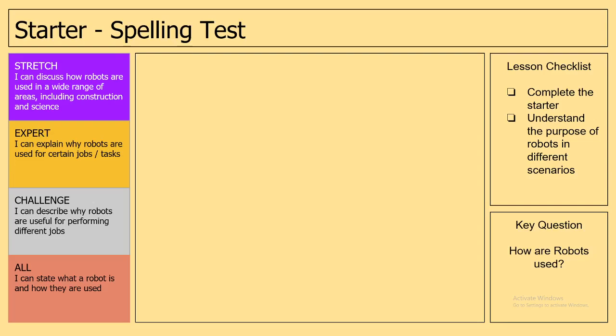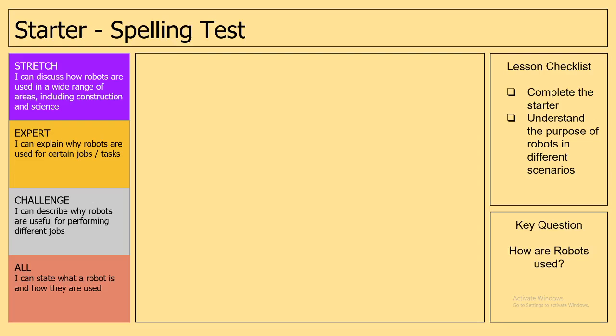If I need to decide something, I will use a decision. Decision. When I'm making a decision, I'll be wanting to use a conditional. Conditional. And number 10. If I want to repeat something over and over, I will use a loop. Loop. Make sure you've answered all 10 spellings, given them a go.